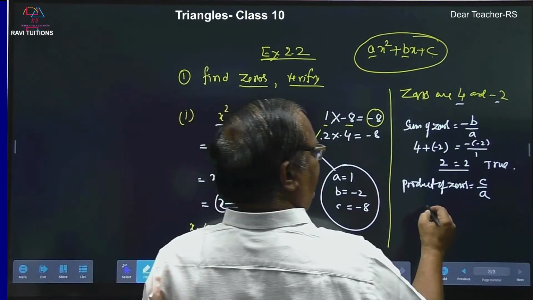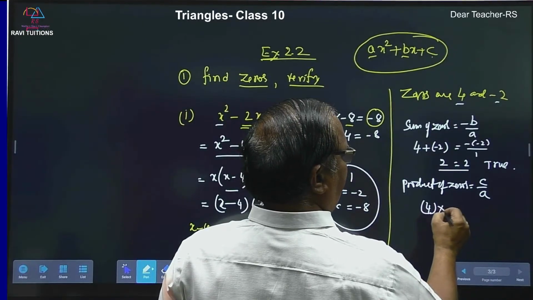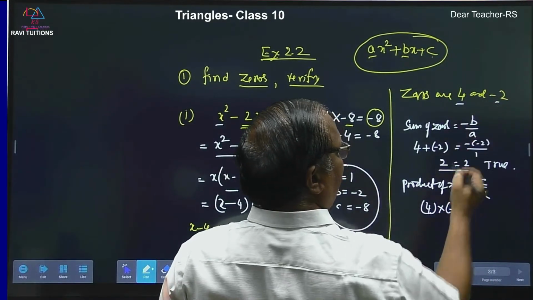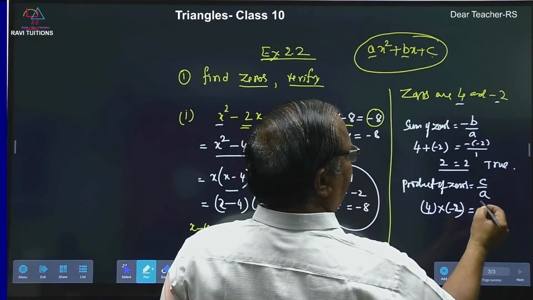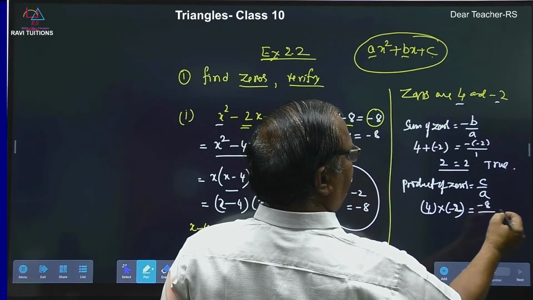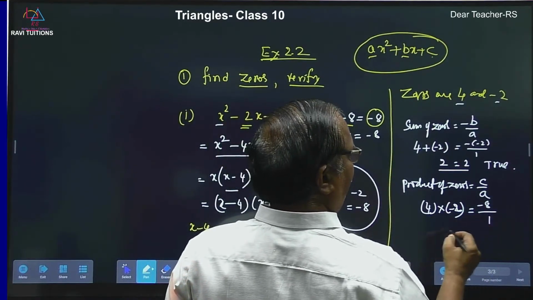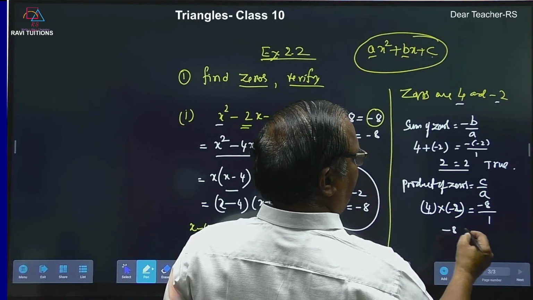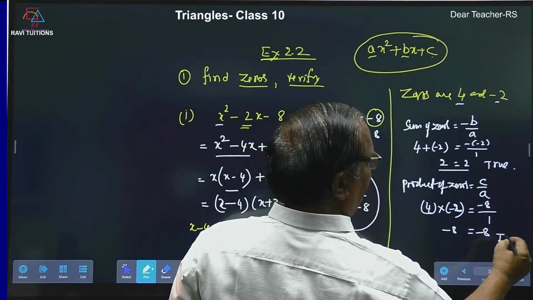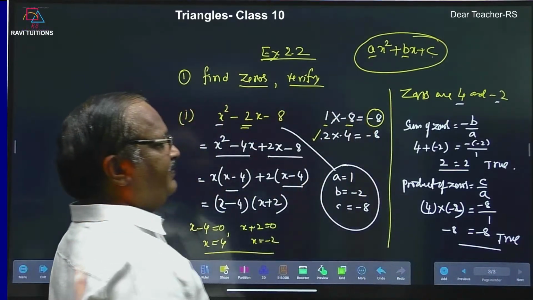Now the product of zeros: 4 into minus 2, because we have got zeros 4 and minus 2, is equal to the C value, minus 8, over the A value, 1. 4 into minus 2 is minus 8, true. So this is the verification.